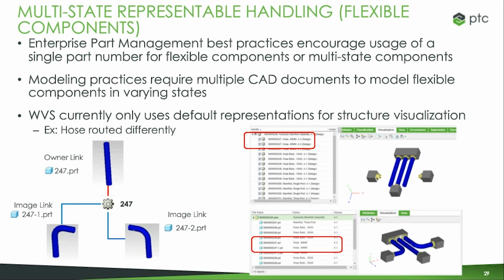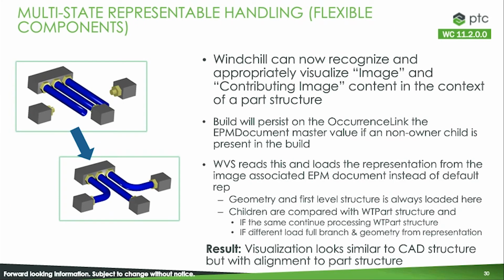Really, we want image associations to be that mechanism for doing it, but it's been a limitation that we couldn't properly visualize that. Those image-associated representations don't store their content on the WT part, and the dynamic visualization only ever showed the default representation. Now, as of Windchill 11.2, we have the ability to visualize that correctly.